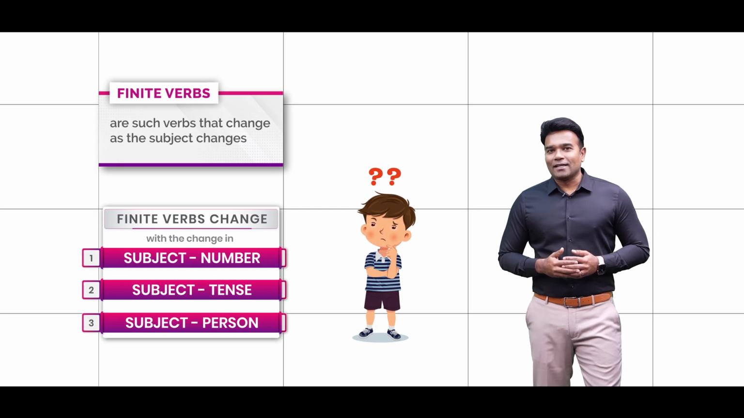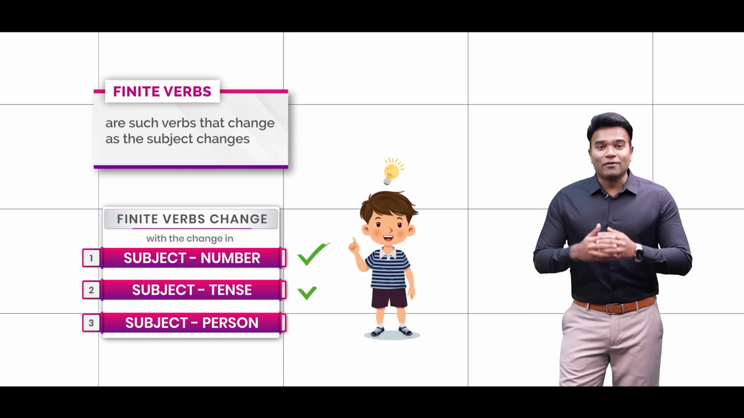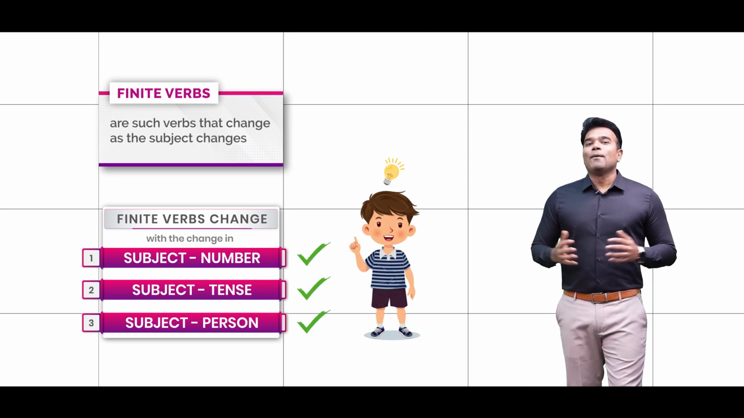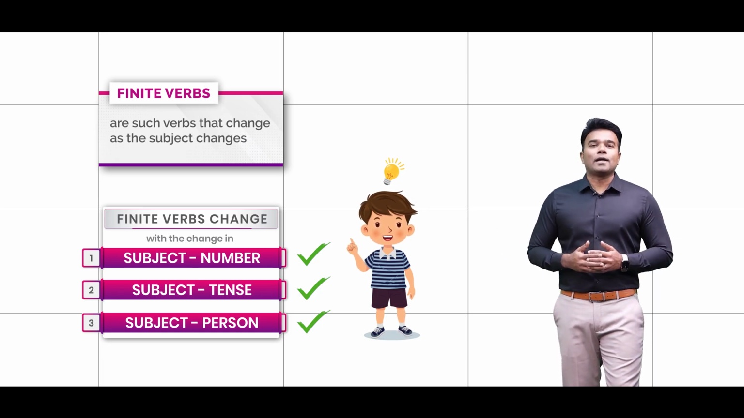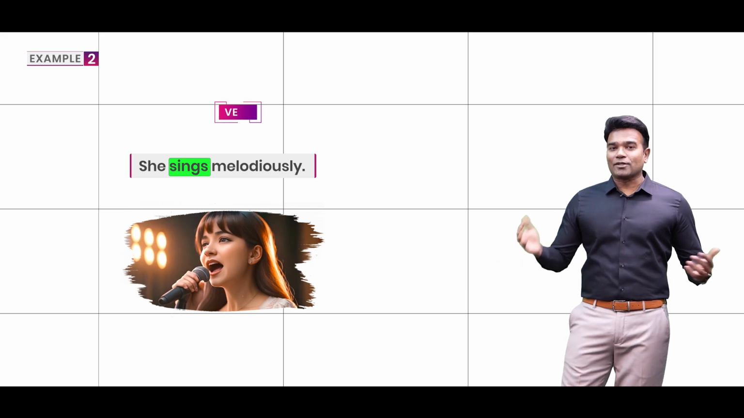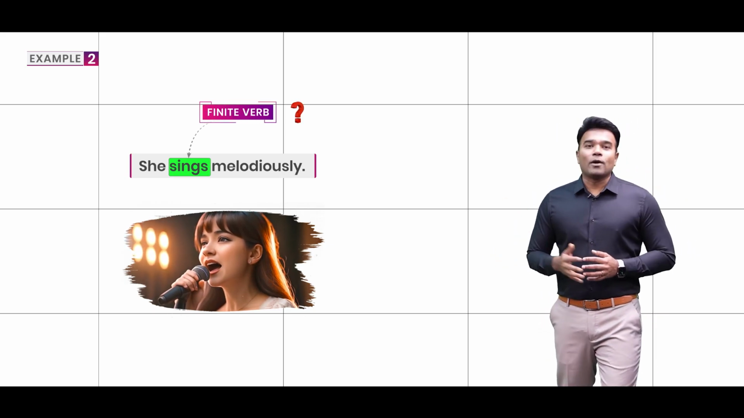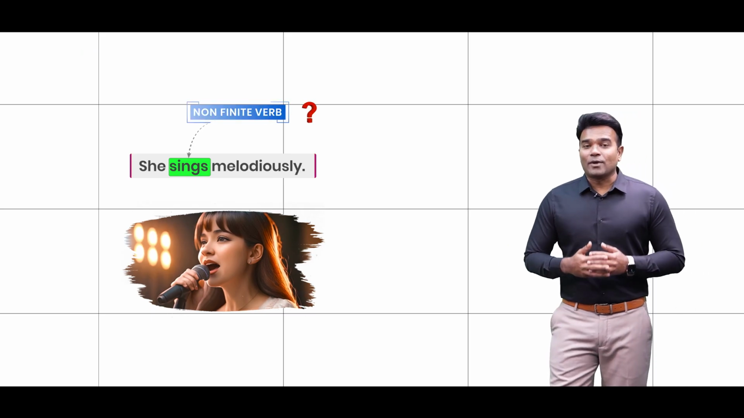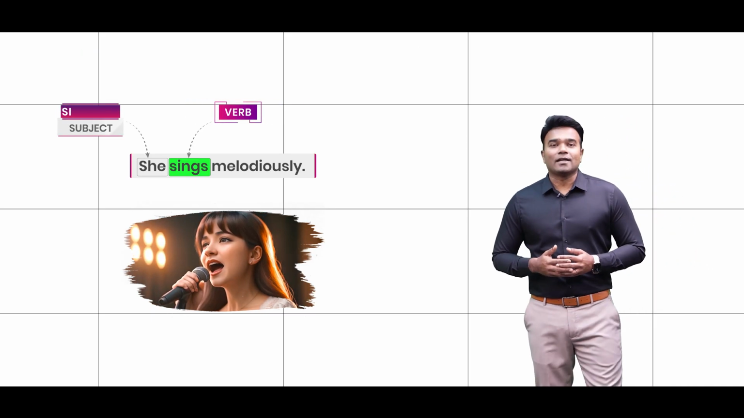So, all said and done, I am sure you have now been able to somewhat understand the definition of finite verbs, but when I give you a few more examples moving forward, it shall become completely clear. So, have a look at this next example. She sings melodiously. Well, in this case, sings happens to be the verb, but again the question is whether it is a finite or a non-finite verb. She happens to be the subject in this sentence and it is a singular subject.